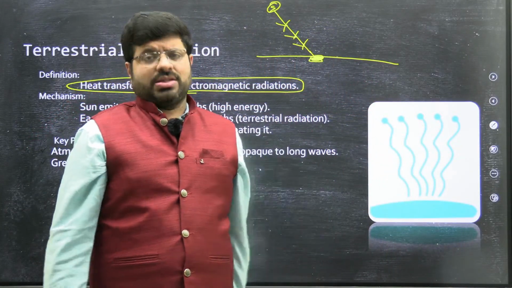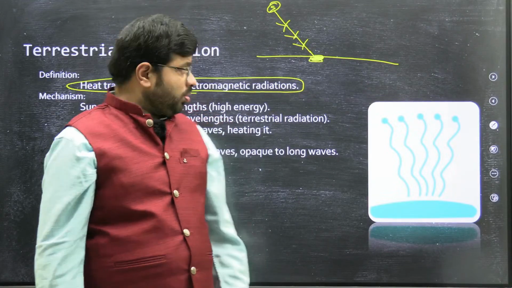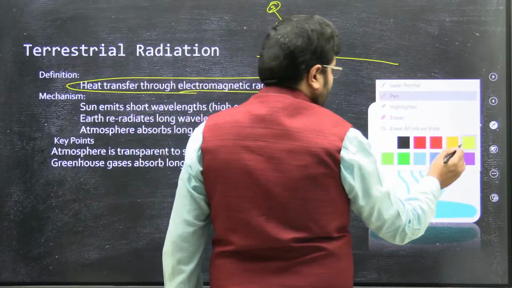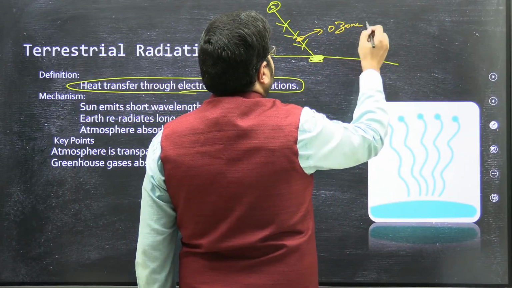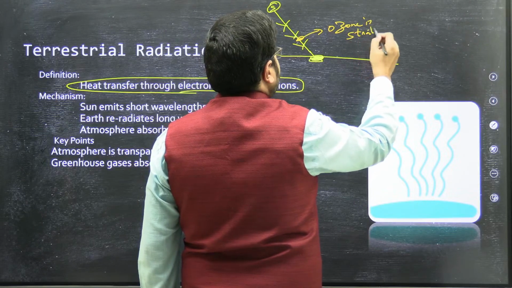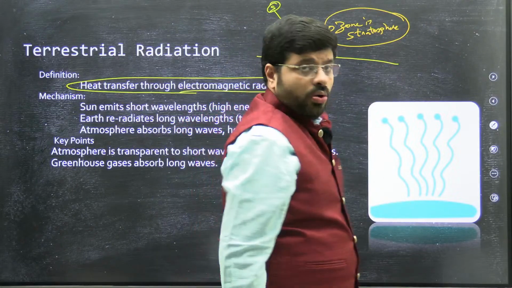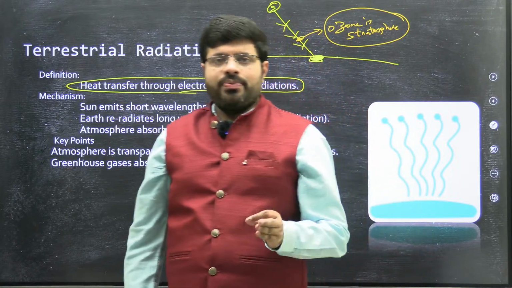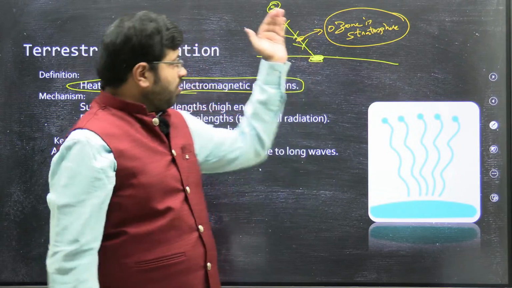imagine there is a gas, ozone, in our stratosphere. What is the nature of the ozone? So you take something called ozone here. Ozone in the stratosphere. Ozone is largely opaque to the incoming solar radiation.